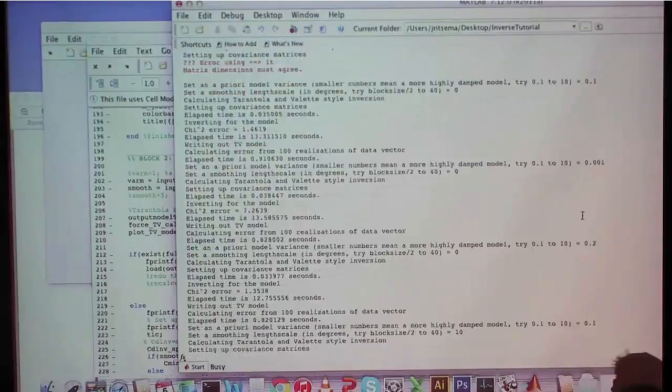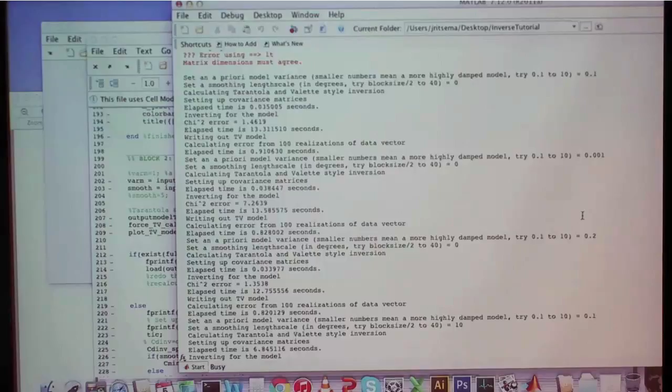So what we now also tell is that you are trying to keep variations. You're penalizing variations over too short length scales. So you're actually adding some smoothness to the inversion. Okay. It looks now.